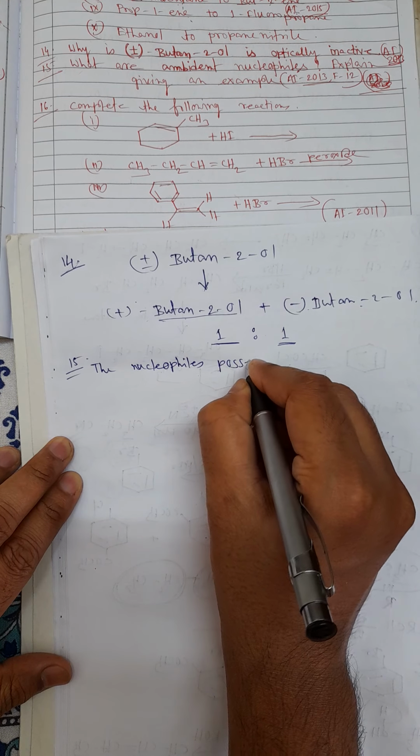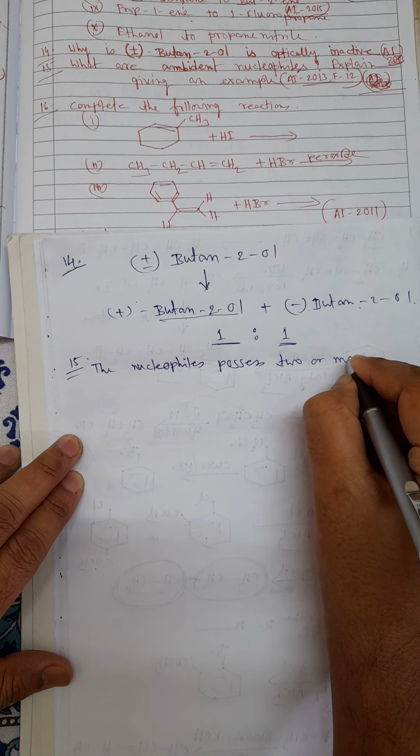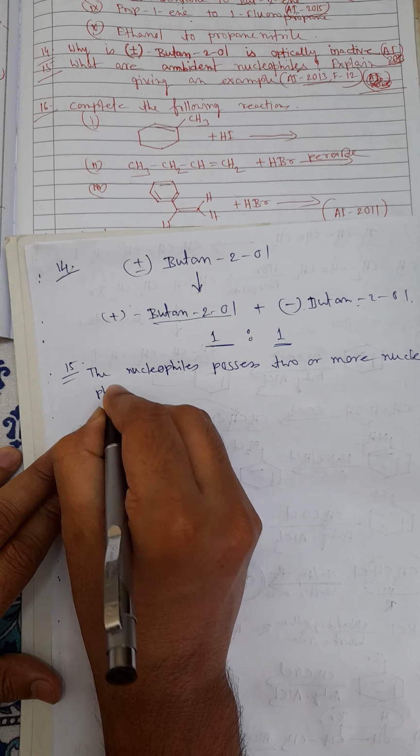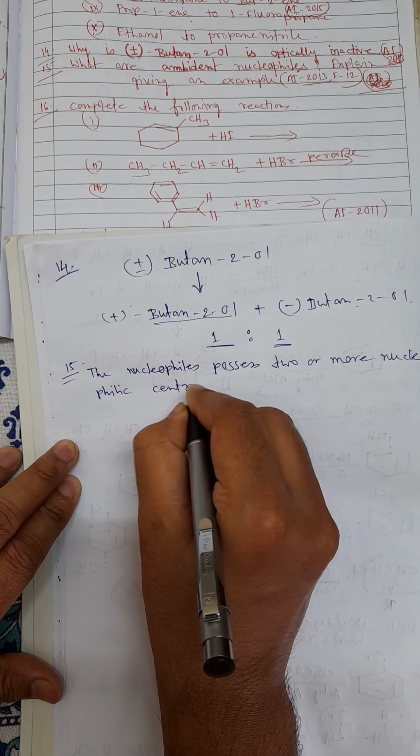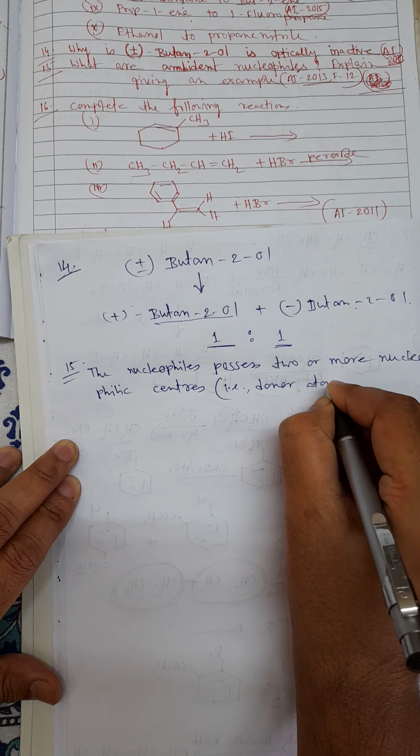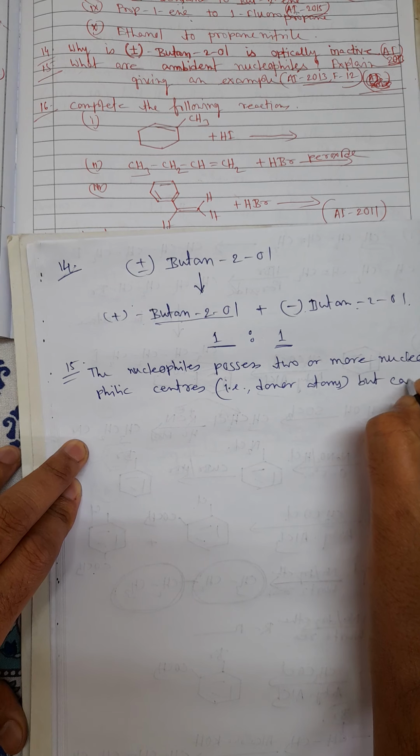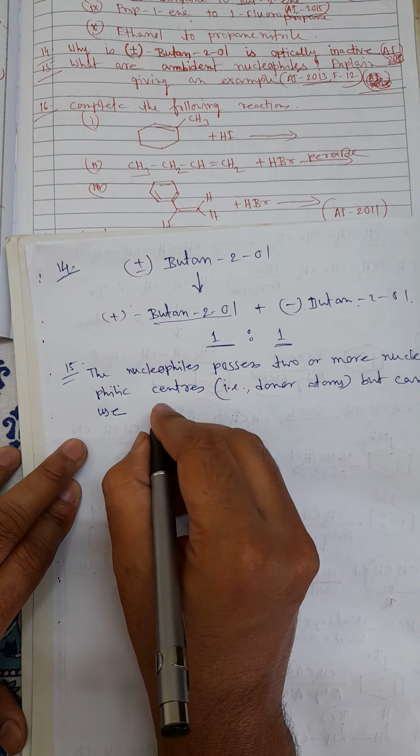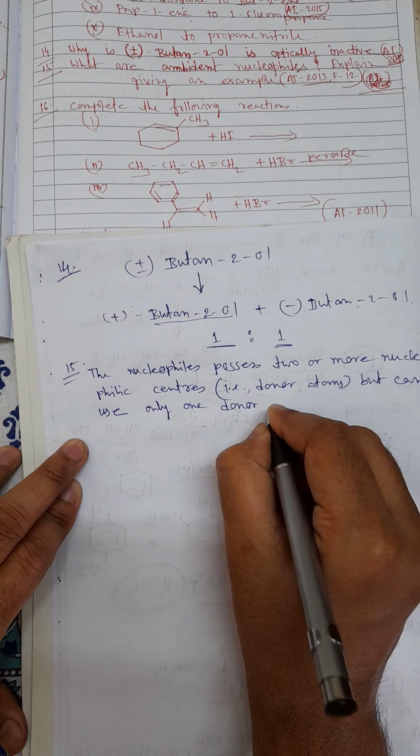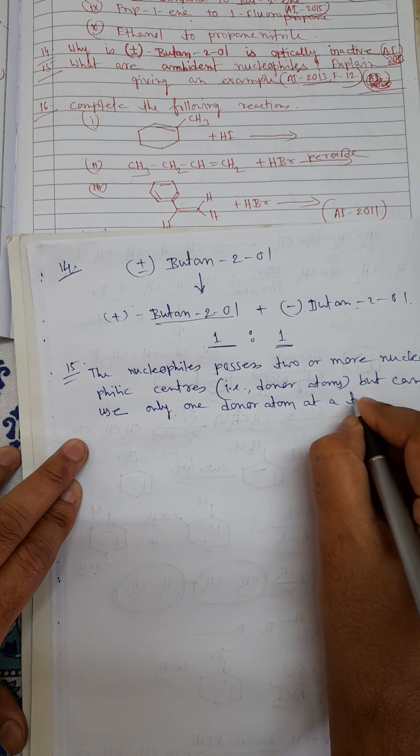That is, the nucleophiles possess two or more nucleophilic centers, that is the donor atoms, but can use only one donor center or donor atom at a time.